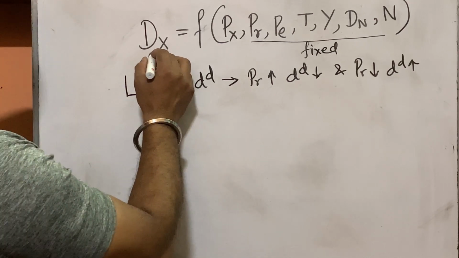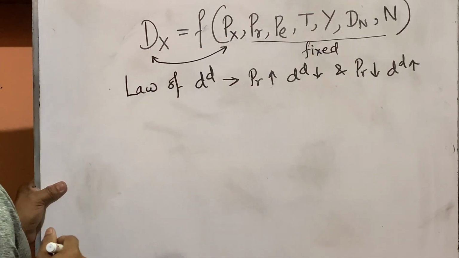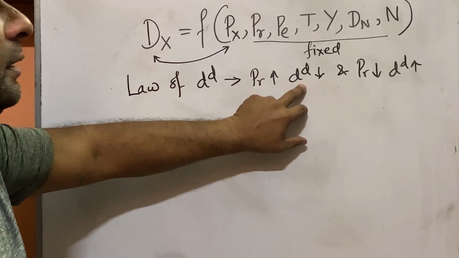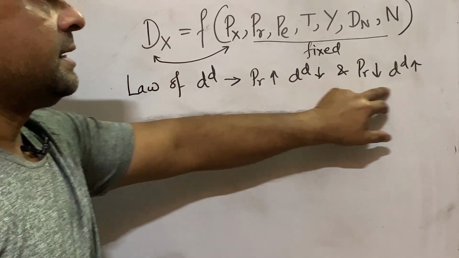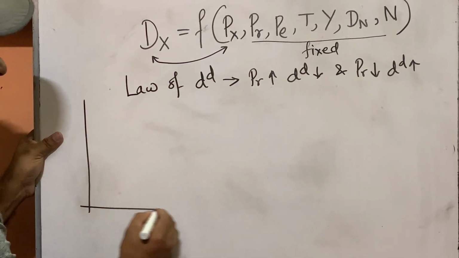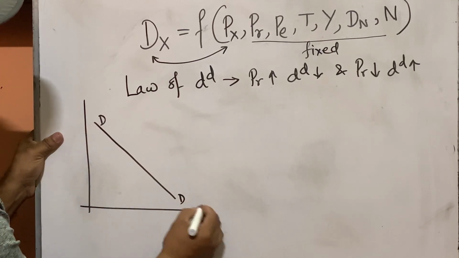Only demand and price are changing, the rest are all fixed. In that case, with the rise in the price, demand will fall, and with the fall in the price, demand will rise. This is the law of demand. And based on that, the demand curve is downward sloping. This is the shape of the demand curve.